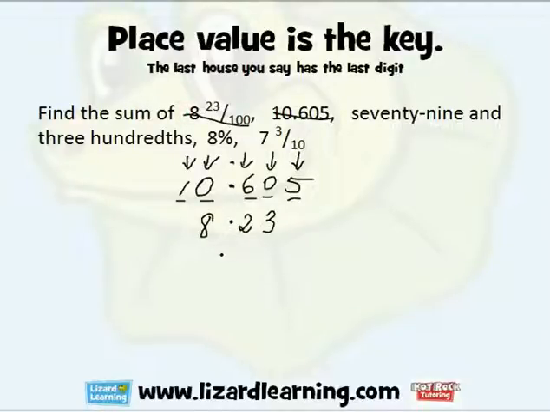Right, we've got that one. 79 and 3 hundredths. Okay, 79. 7 tens, 9 units. And it says 3 hundredths. So we go to the hundredths column. There's the hundredths column right there. There are no tenths. It's 3 hundredths. Good, we've done that.